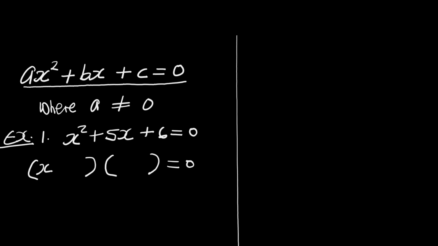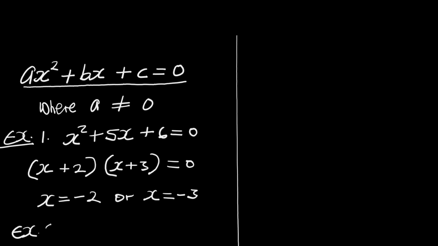We put x here, we put x here. What are those two numbers? We all know that they are 3 and 2. x plus 2 and x plus 3. 2 times 3 gives us 6, 2 plus 3 gives us 5, equal to 0. Now, our final answer: x is equal to negative 2 or x is equal to negative 3. Let's solve another example.